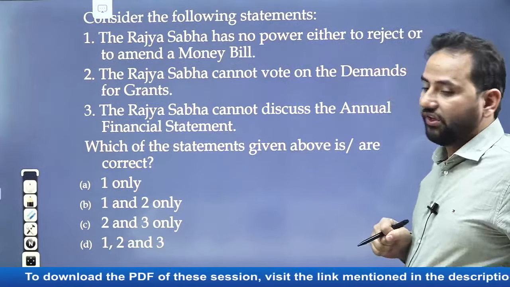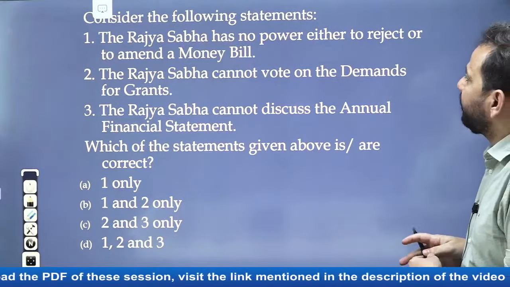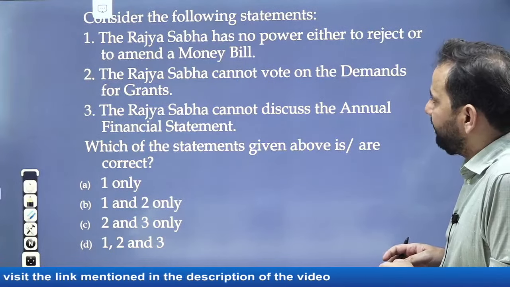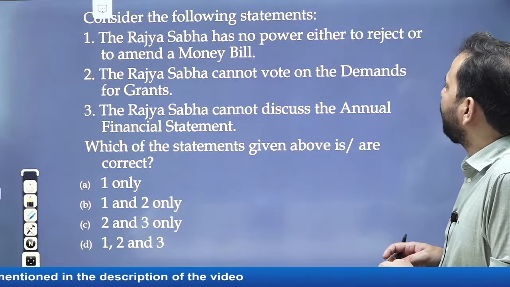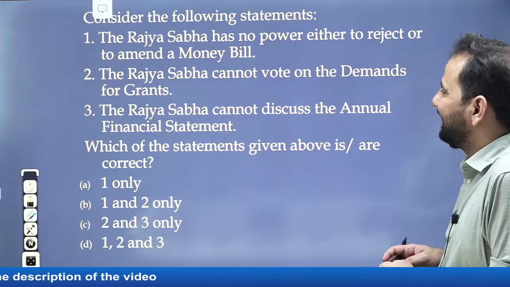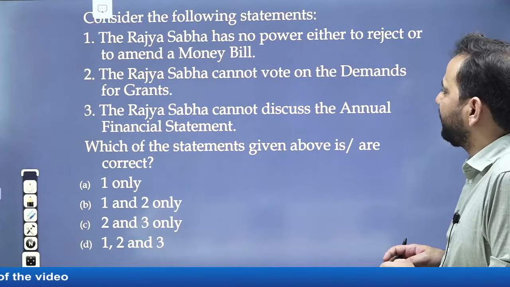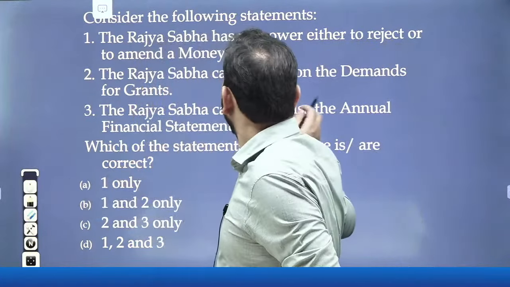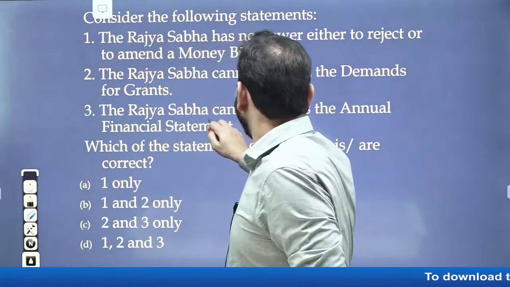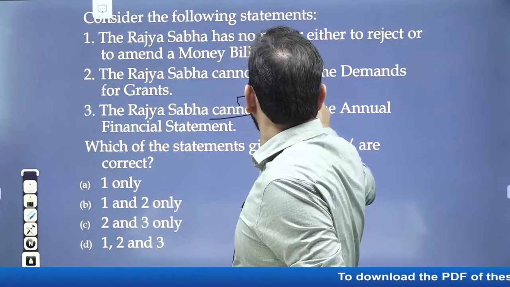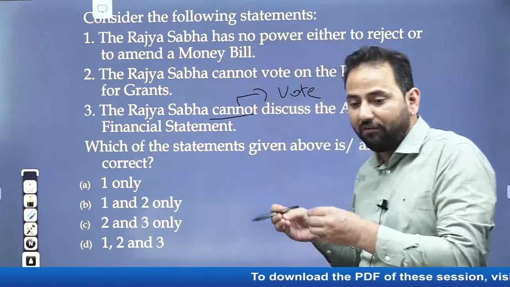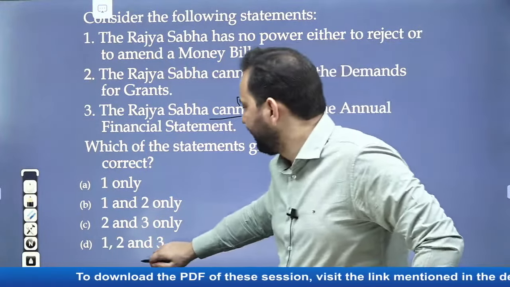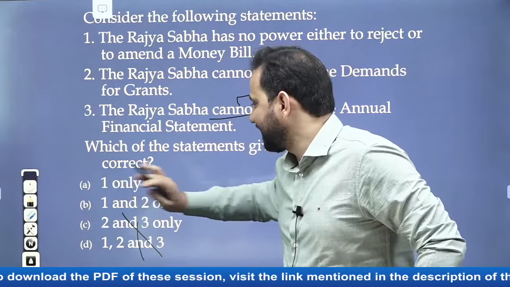So see the question again. Consider the following statements. The Rajya Sabha has no power either to reject or to amend a money bill. The Rajya Sabha cannot vote on the demands for grants. The Rajya Sabha cannot discuss the annual financial statement. So the third statement is for sure incorrect. Rajya Sabha can discuss it but doesn't vote on it. Rajya Sabha has the power to discuss the annual financial statement. It cannot vote on the annual financial statement. So statement 1 is correct.